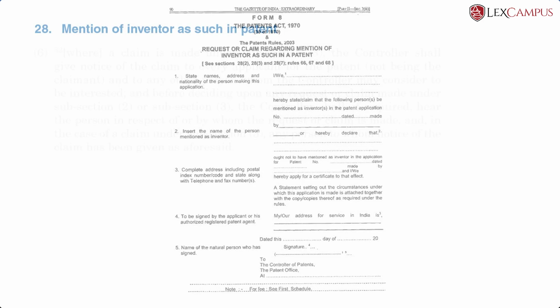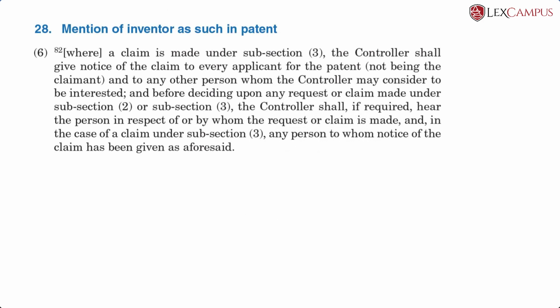Now, there could be a question: what are the categories of people who can file Form 8? The applicant, along with the aggrieved inventor, not the normal inventor, that is, the inventor whose name is missing, and a third party who is neither the applicant nor the aggrieved inventor. All the choices are right.